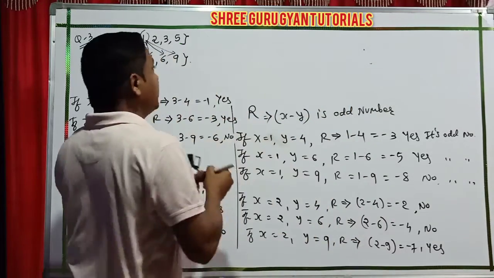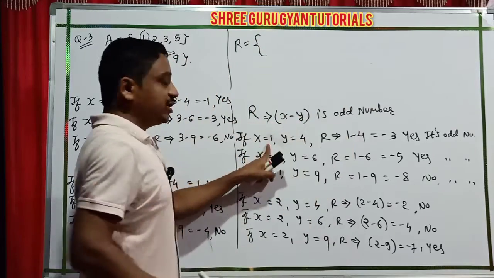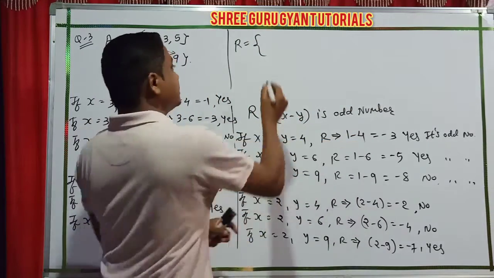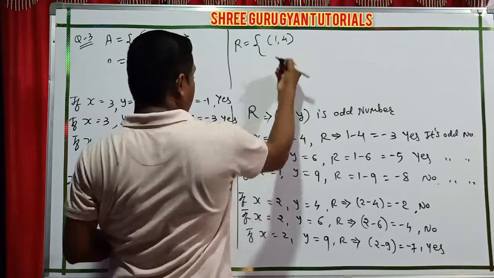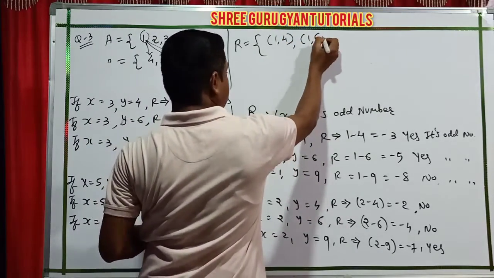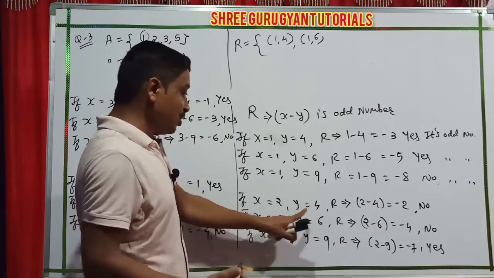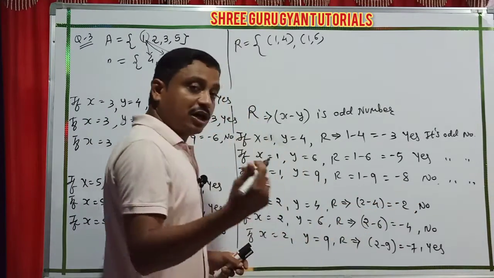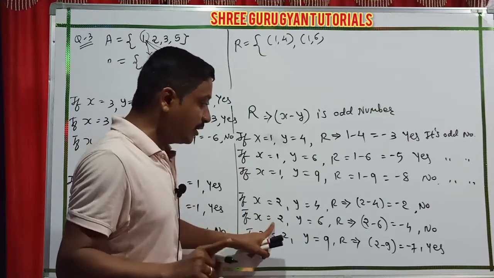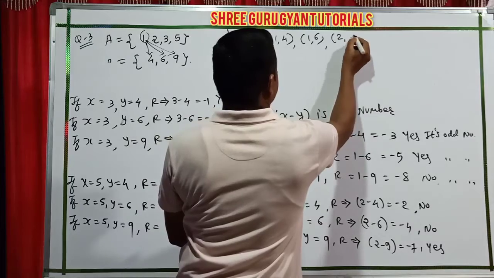Now I find out all relations of R. Students, lastly in roster form, our R relation is defined. 1 taking then 4, it is yes. So here 1 4. 1 taking then 6 is also 1 6. Correct. Now 1 to 9, no, it is minus 8. Now 2 to 4, minus 2. It is an even number. I want an odd number. Here also no. Here yes. So one more answer is 2 9.